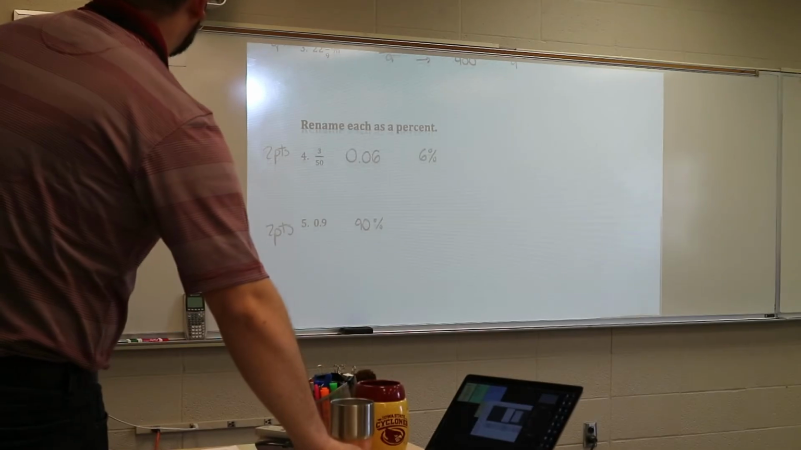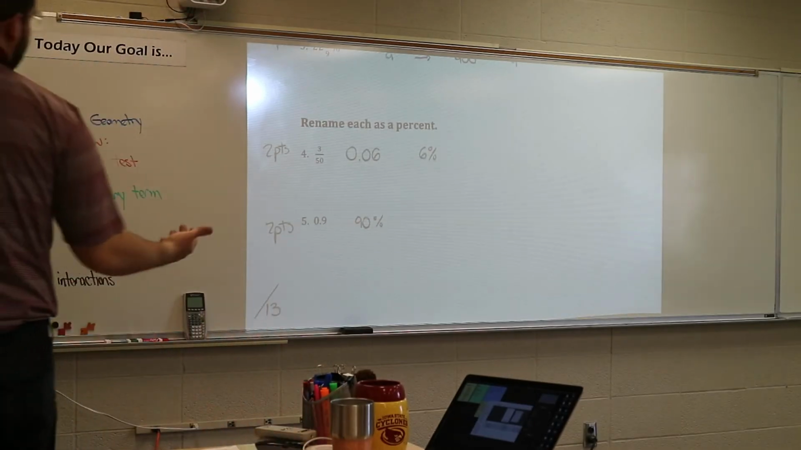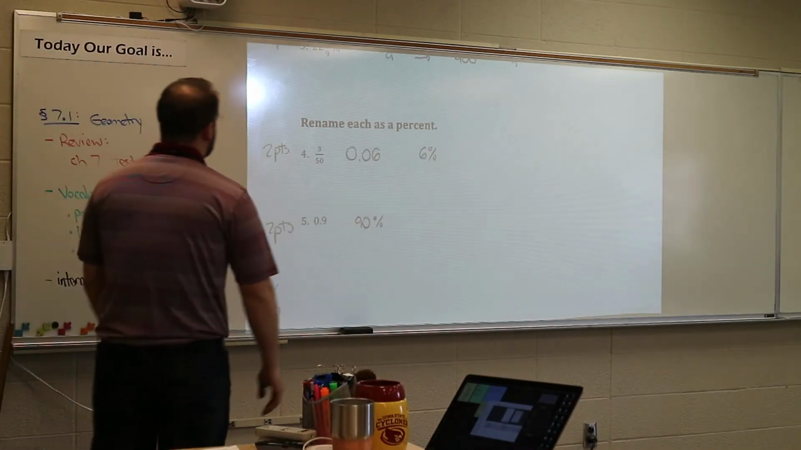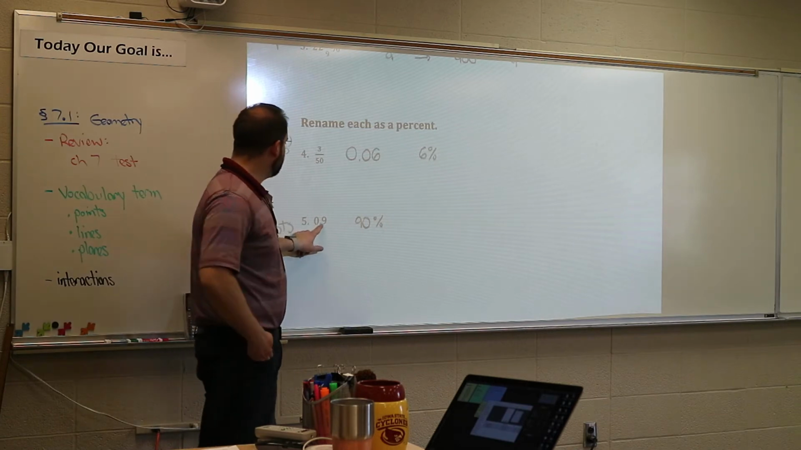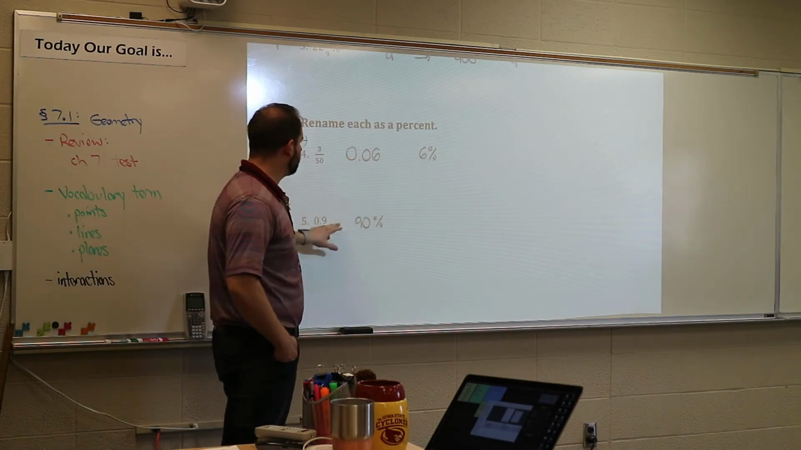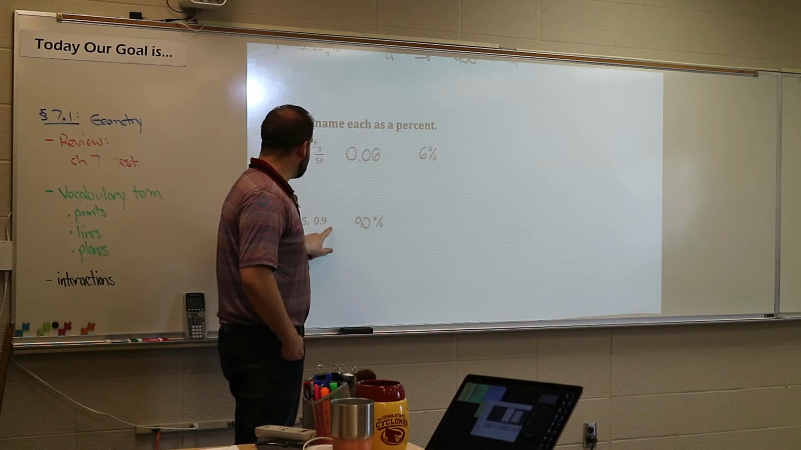Number 4, you had to divide the numbers. You get 0.06, which is 6%. On this one, you just had to move the decimal over 2 spots. It was already a decimal, so when you move it over 2 spots, you get 90.